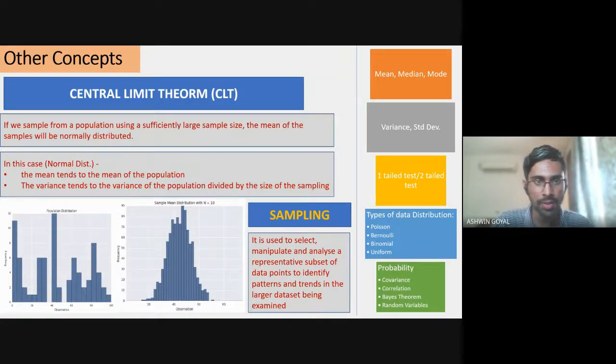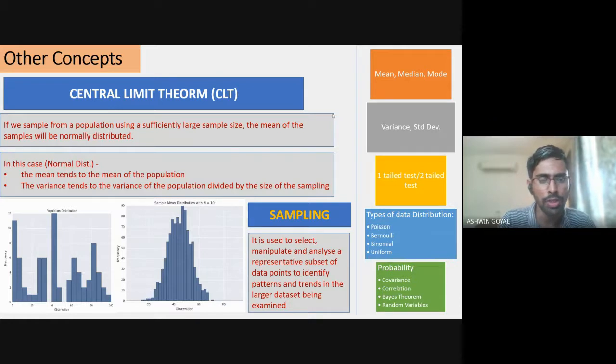Hi everyone. This is part two of the statistics and probability lectures, and this is the fourth lecture in Data 101, right? So I'll continue with stats, and I'll be covering some extra concepts today.